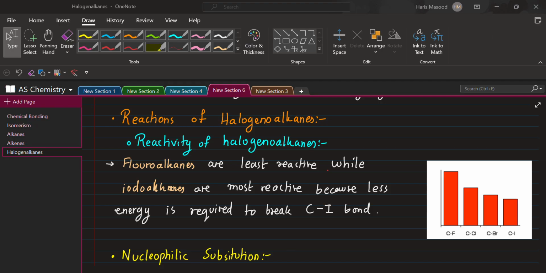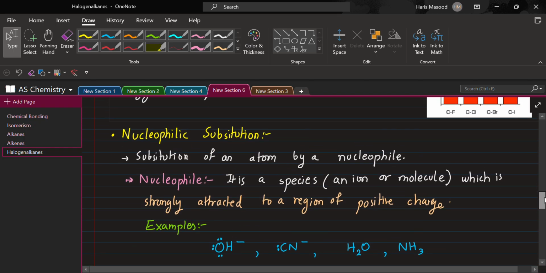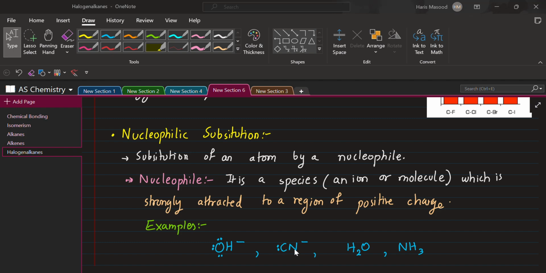So halogenoalkanes perform one sort of reaction which we call nucleophilic substitution. One substitution we have already studied is free radical substitution, in which we were replacing one hydrogen and substituting a free radical instead. This time we will be substituting an atom by a nucleophile.